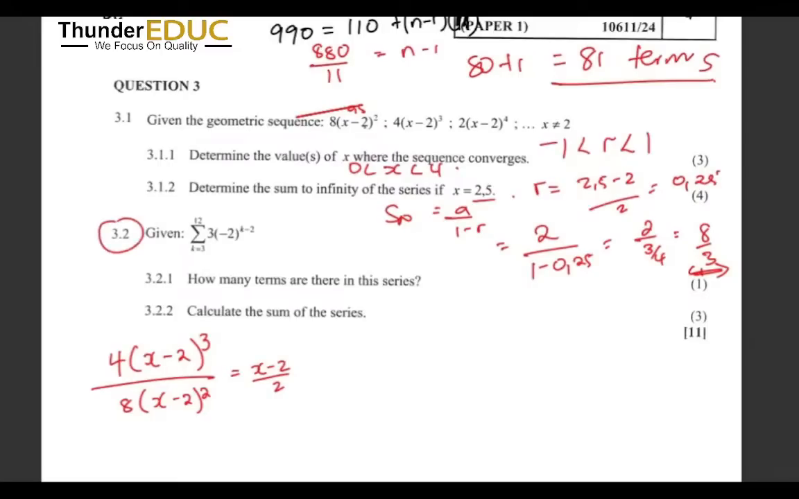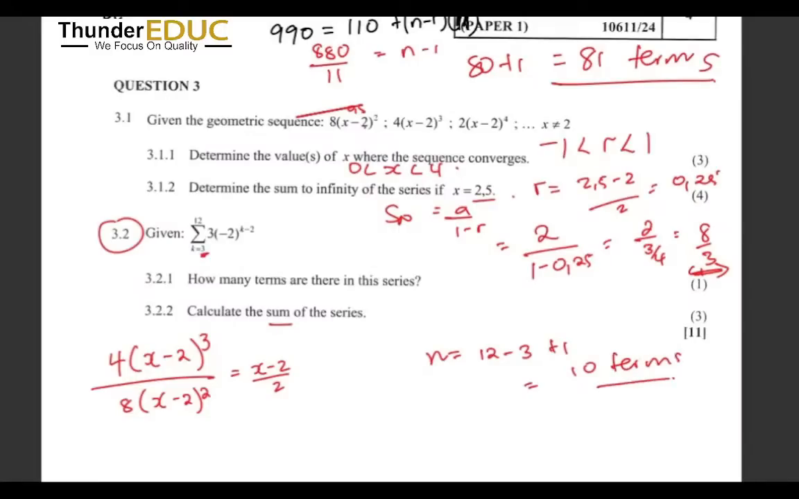Then 3.2, how many terms are there in this series? So this is a sigma. Starting from 3, the maximum point is 12. So for us to get the number of terms, we get the upper limit minus the lower limit plus 1. So it's 12 minus 3 plus 1, which means we have 10 terms.